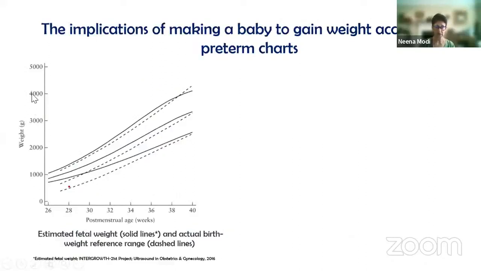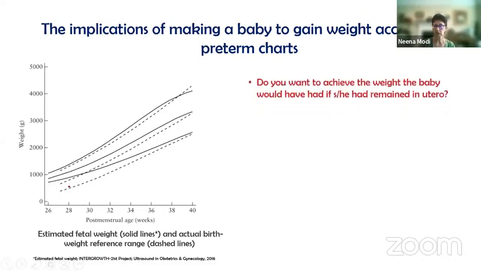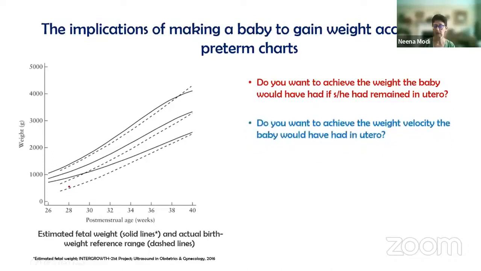Here is a set of growth curves. On the y-axis, we have weight. On the x-axis, we have postmenstrual age. The solid lines are estimated fetal weights, and you will see that they are higher than actual birth weight reference ranges, which are the dotted lines. And here this red dot depicts a hypothetical baby born at 28 weeks gestation. Now, do you want to achieve the weight that this baby would have had if she or he had remained in utero? Or do you want to achieve the weight velocity that this baby would have had in utero?